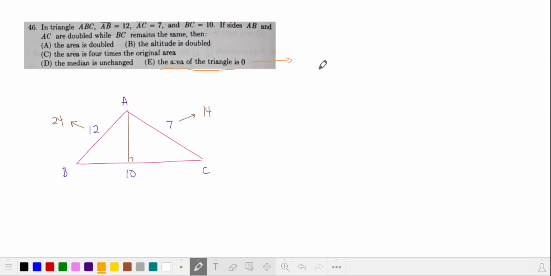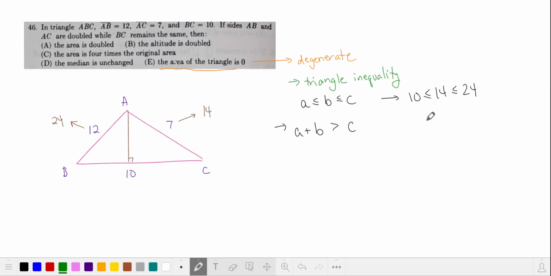A triangle with an area of 0 is a degenerate triangle, which leads me to wonder if the triangle inequality is satisfied here. This says that if we have 3 side lengths of our triangle, A, B, and C, with A being the smallest side length, then we must have the sum of the 2 smaller side lengths exceeds the length of the third. In our new triangle, our 3 side lengths, 10, 14, and 24, when we sum the lengths of the 2 smallest side lengths, we get a length that's equal to the third side. This is indeed a degenerate triangle, and our answer option is E.